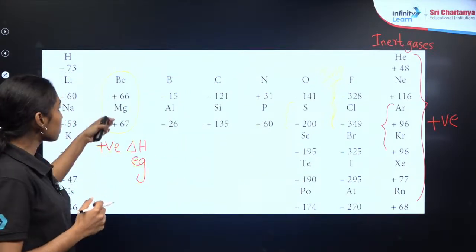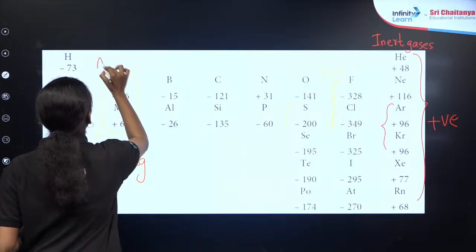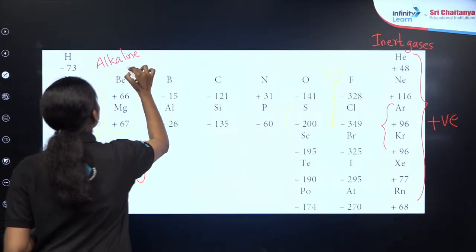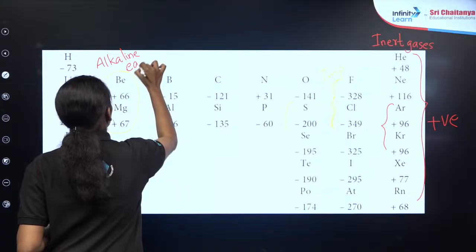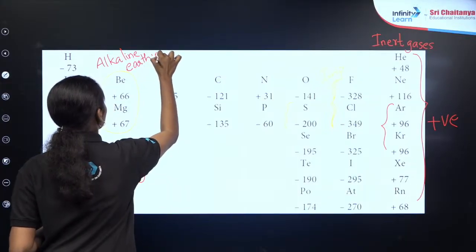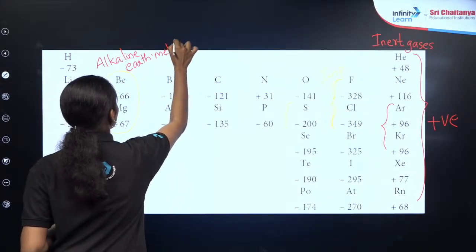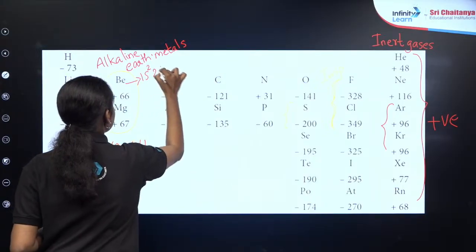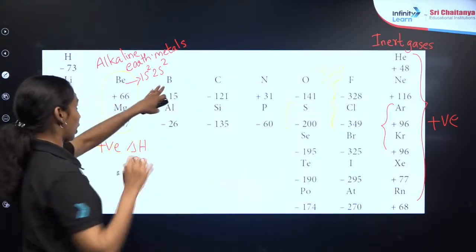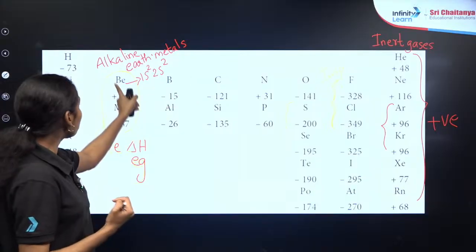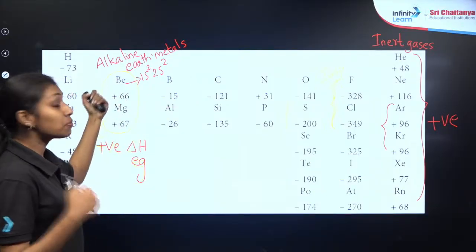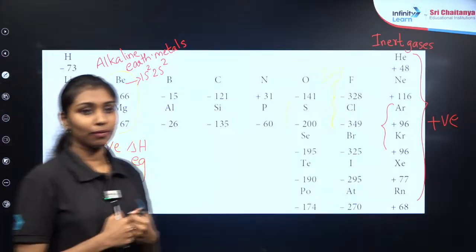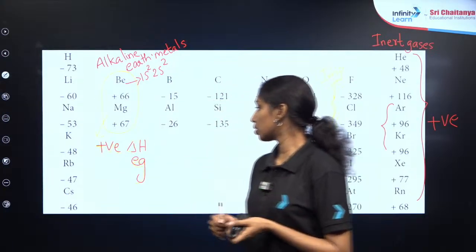Okay, beryllium and magnesium are alkaline earth metals, right? They have a stable electronic configuration of completely filled s2 orbital. If I say here, this is 1s2, 2s2, it is already stable because of the completely filled electronic configuration. In order to add one more electron to the atom, we need more energy, right? That's why these values are positive electron gain enthalpy values, right? Clear?